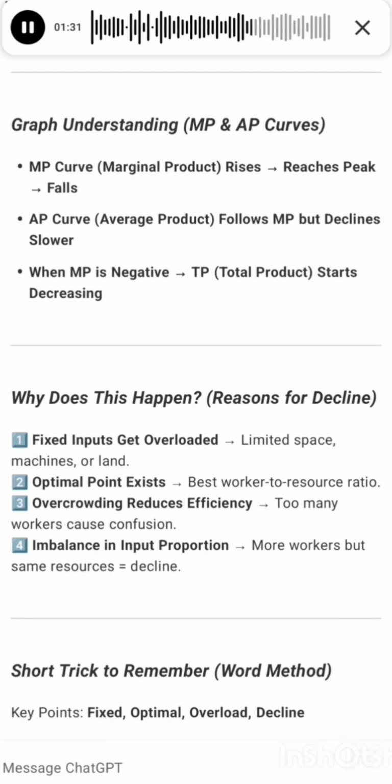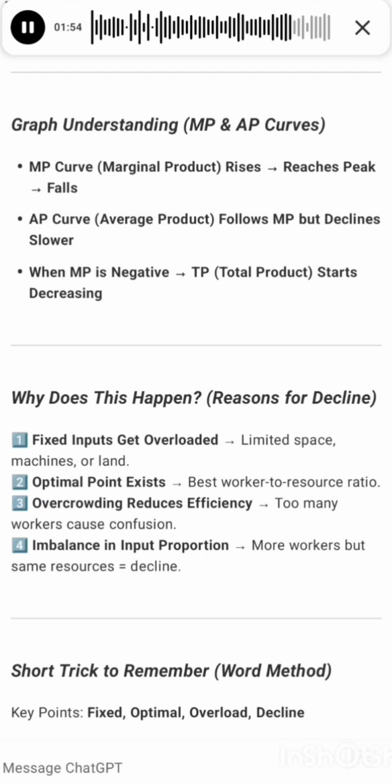Why does this happen? Reasons for decline. 1. Fixed inputs get overloaded. Limited space, machines or land. 2. Optimal point exists. Best worker to resource ratio. 3. Overcrowding reduces efficiency. Too many workers cause confusion. 4. Imbalance in input proportion. More workers but same resources equals decline.